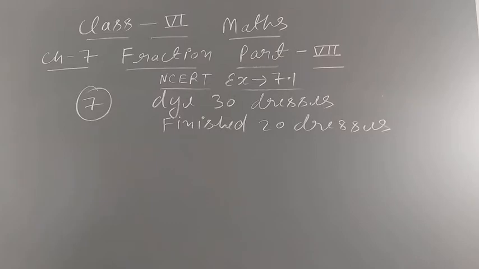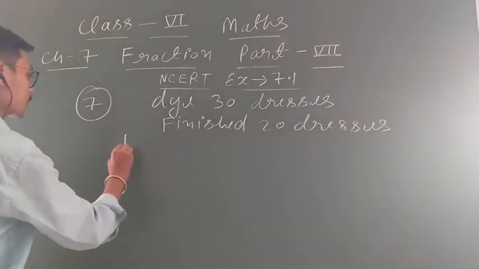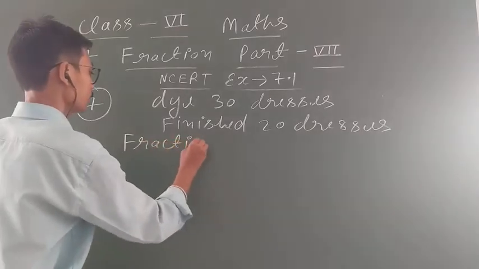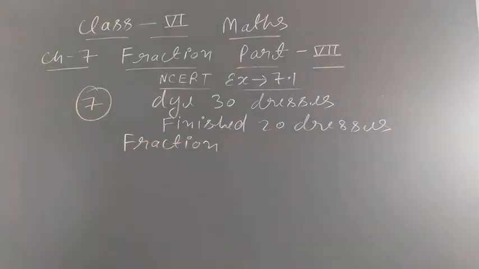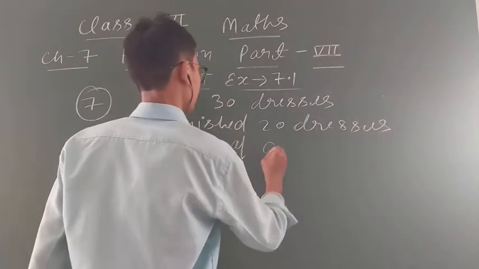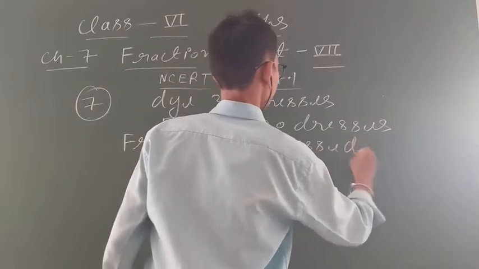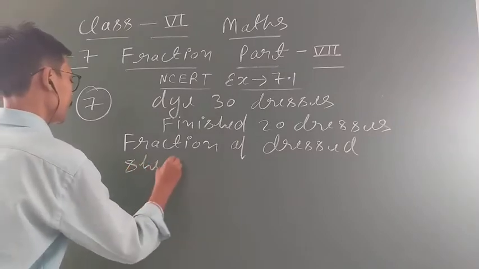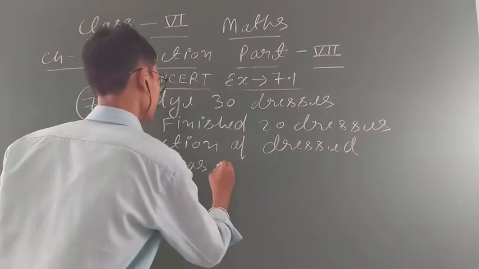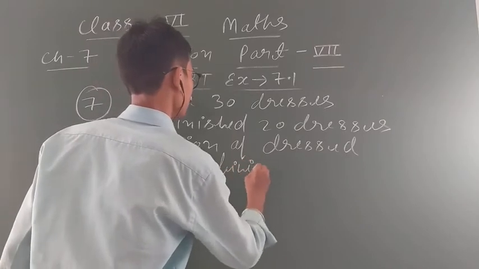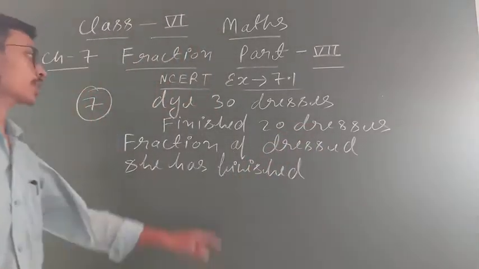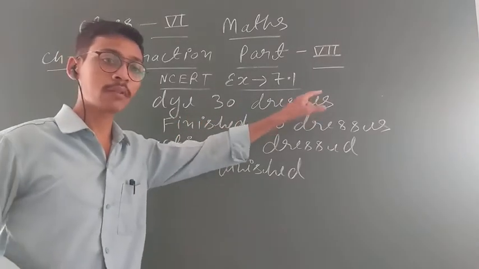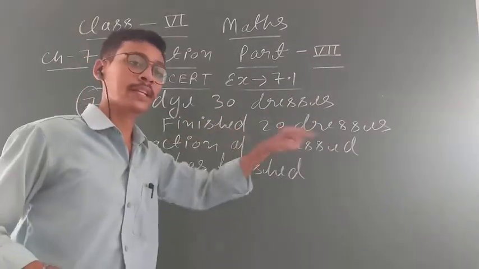So how to solve this question, student? You know the fraction of dresses she has finished. Okay, student, everything is given in the question. She has to dye 30 dresses. The total number of dresses is 30 and she finished 20 dresses.